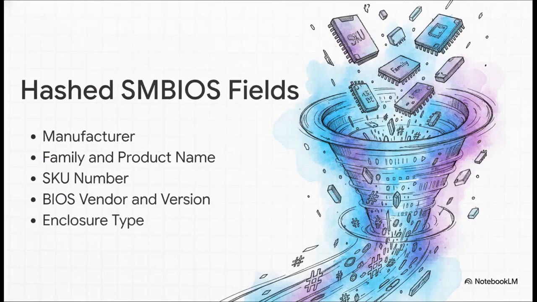To create this fingerprint, Windows essentially takes a whole stack of ingredients. We're talking about your hardware manufacturer, the family, the product name, the specific SKU number, your BIOS vendor and version, and even your enclosure type. It mixes these exact fields together in different combinations to uniquely identify your specific hardware configuration. It basically creates this hierarchy of fingerprints, ranging from the most specific, identifying your exact individual machine, all the way down to the broader model type.